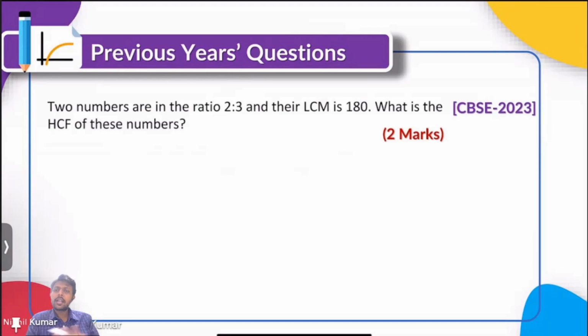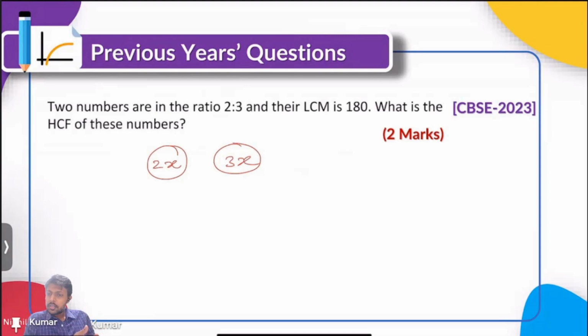So two numbers are in the ratio 2:3 and their LCM is 180. What is the HCF of these numbers? If the ratio of two numbers is given, can I say that one of those numbers might be this and the other number might be this? 2x and 3x can be those numbers, right? Okay. So we have some information about the two numbers now.